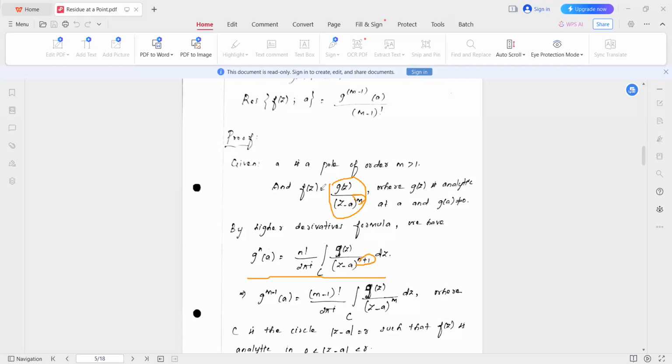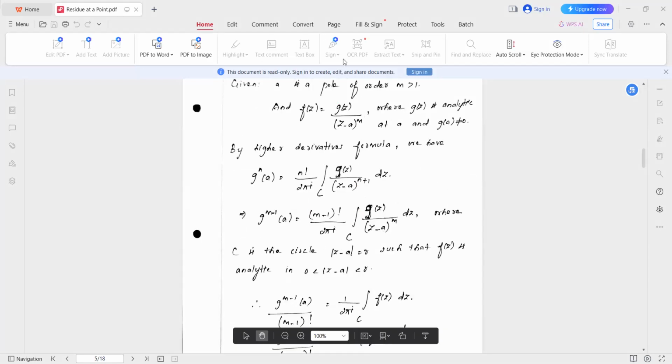If it is m, we should differentiate m minus 1 times. Okay, one will reduce. So therefore, g power m minus 1 of a is equal to m minus 1 factorial divided by 2 pi i into the integral over c of g of z by z minus a the whole power m.